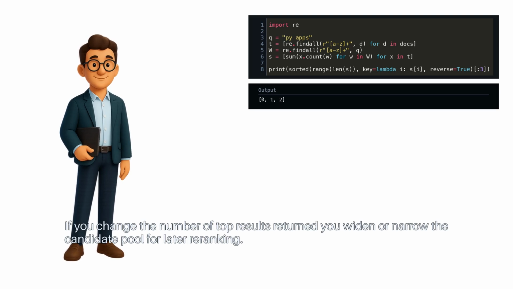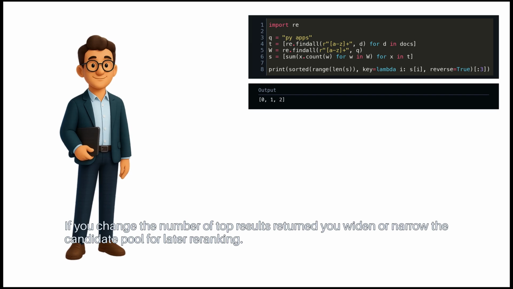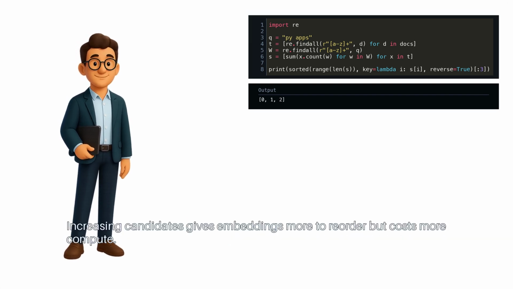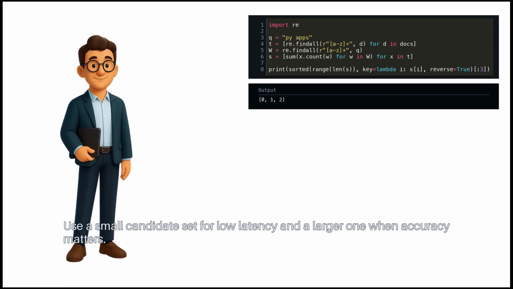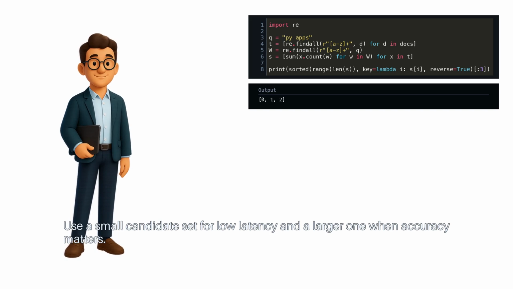If you change the number of top results returned, you widen or narrow the candidate pool for later re-ranking. Increasing candidates gives embeddings more to reorder, but costs more compute. Use a small candidate set for low latency and a larger one when accuracy matters.